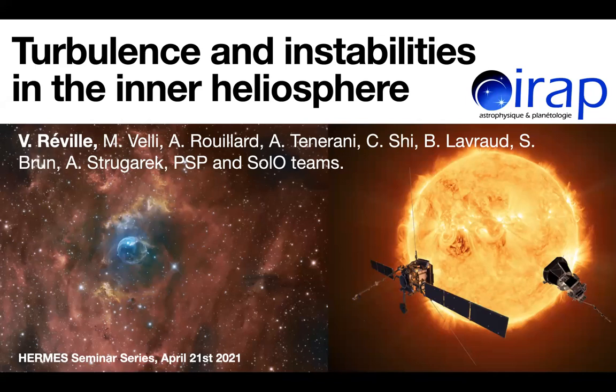And today we have Victor Reville, who's in IRAP in Toulouse. And he's been working on solar wind and solar wind modeling and the role of turbulence and instabilities in the dynamics of the young solar wind. He did his PhD with Sacha Brun on astrospheres. He worked for a while at UCLA, working on solar wind models for Parker Solar Probe, and now he's in Toulouse as part of the larger group that also does work on Solar Probe and Solar Orbiter. So I'll let you start, Victor.